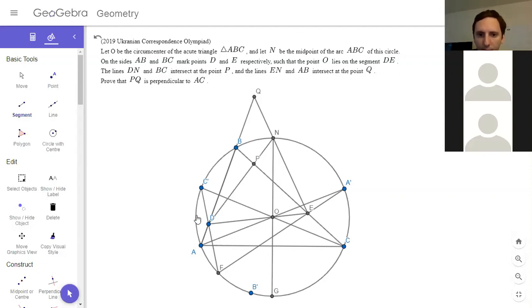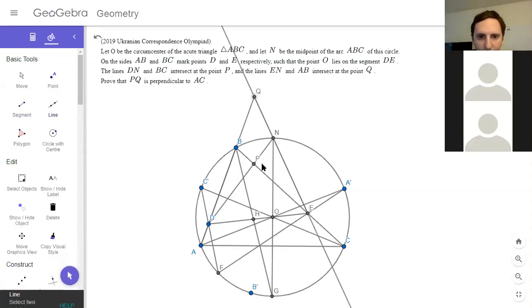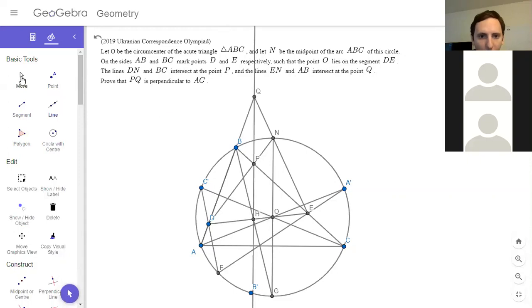BG, DE, and PQ. This might be like a Pascal's. That does look true. All right. So I think that seems like a good strategy. Yeah, I feel like we should be able to use Pascal's theorem here. Let's see.